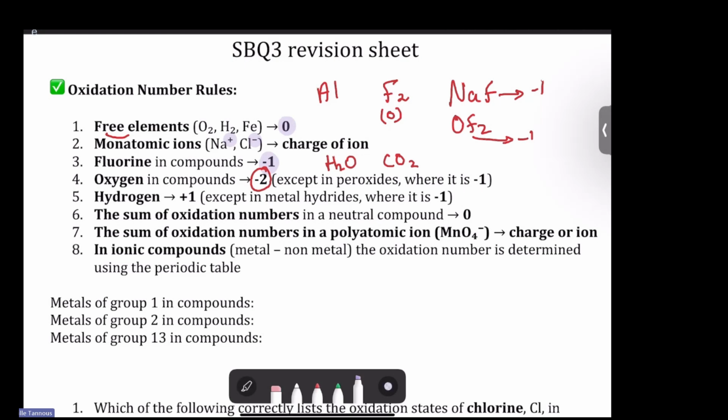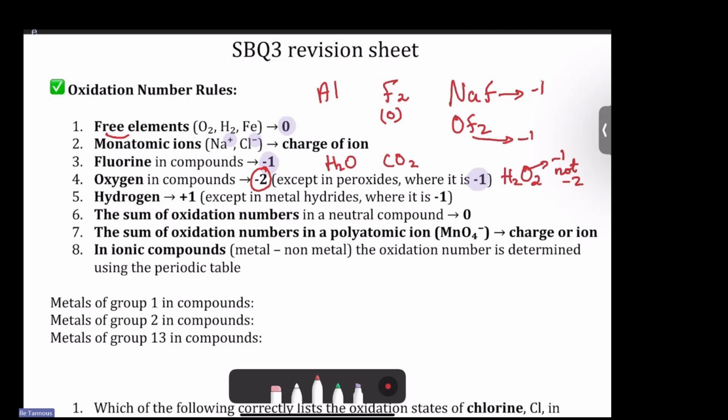But oxygen in peroxides, and here's the peroxide, H2O2, O is -1 and not -2. Just memorize this. For you to know, there are other exceptions for oxygen, but I'm not mentioning them. They're not included, okay? And it will not be given to you.